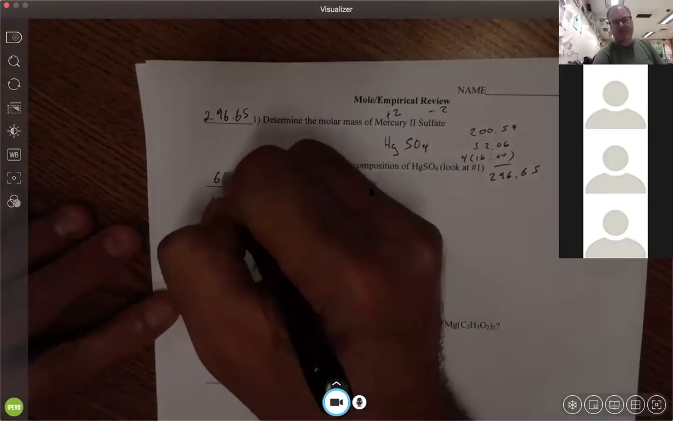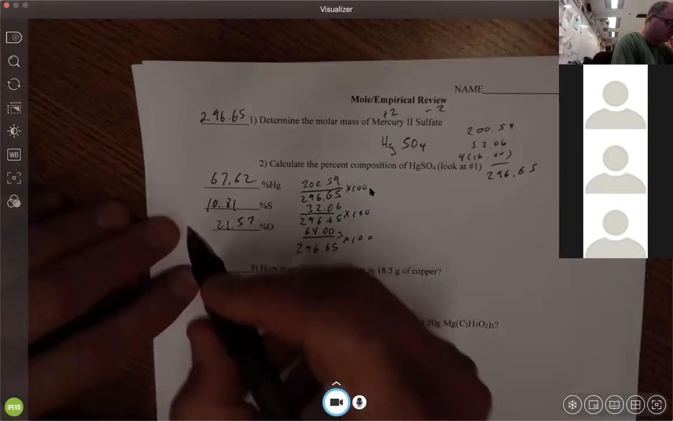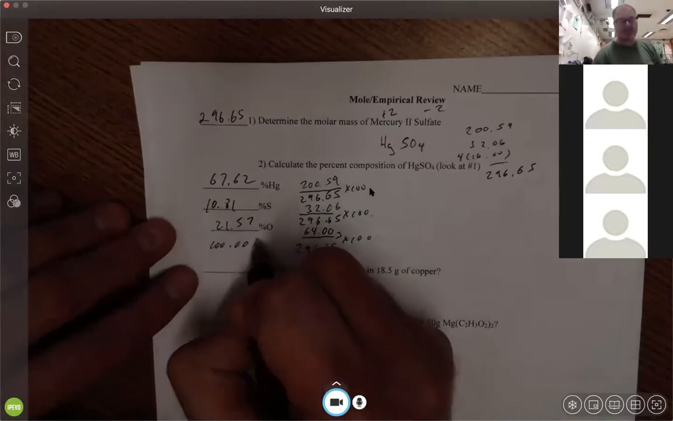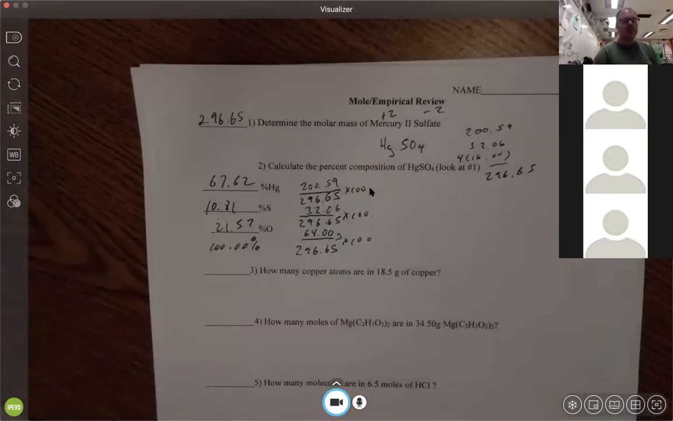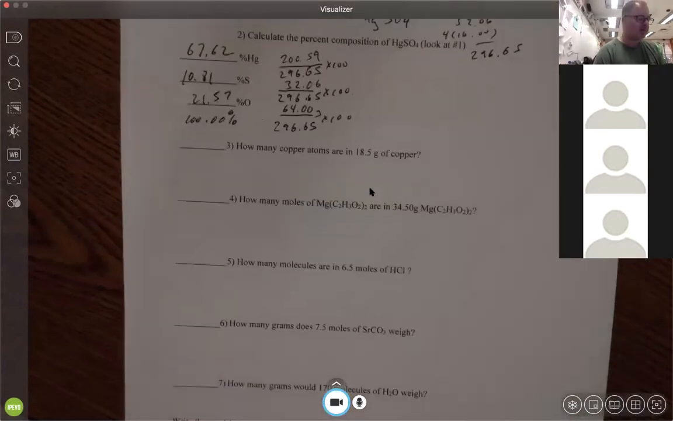A good check for this is to add all these up and see if it adds up to 100. 67.62 plus 10.81 plus 21.57. It's 100. So there we go. Remember, tomorrow you may want to have some scrap paper ready for you while you take the test. That way you can write all these things out like this quite easily.